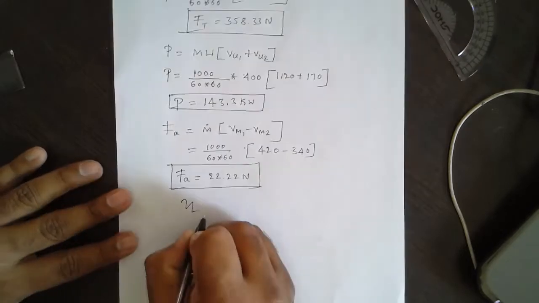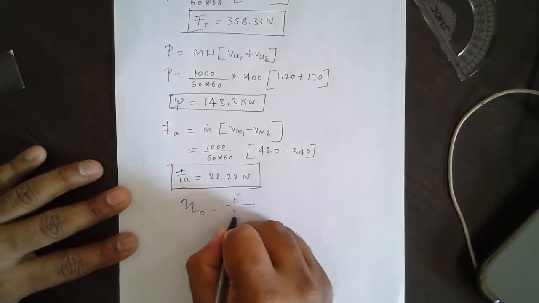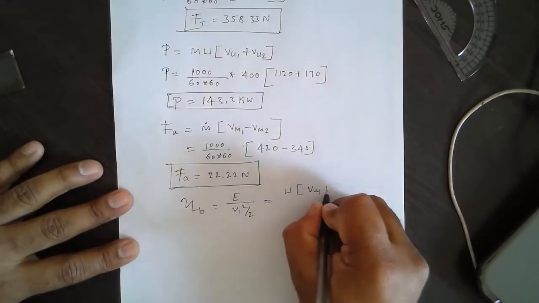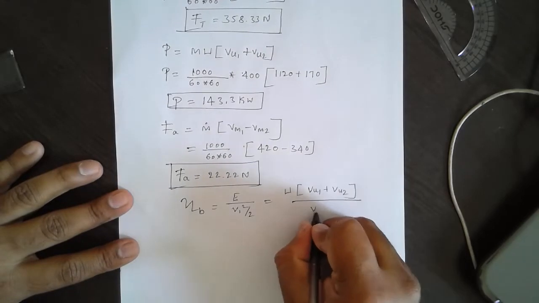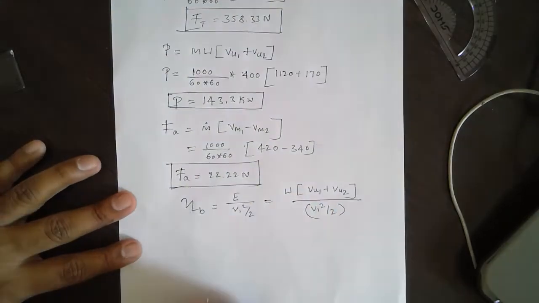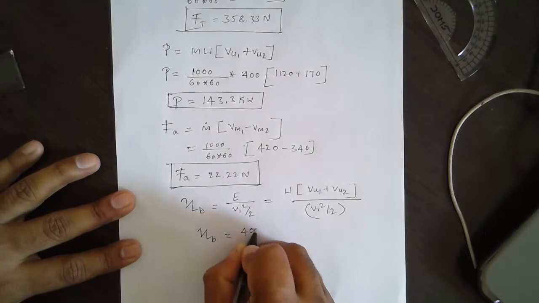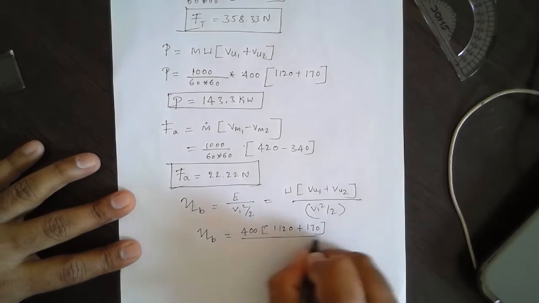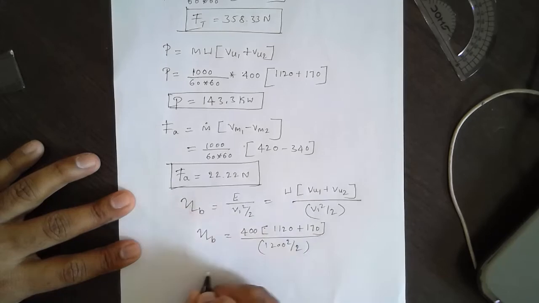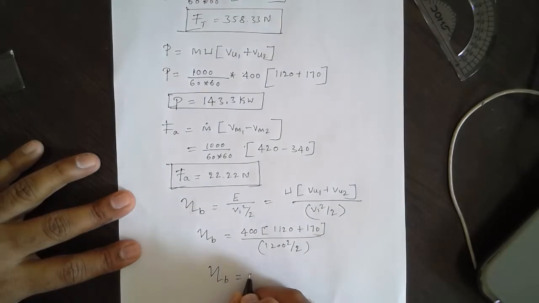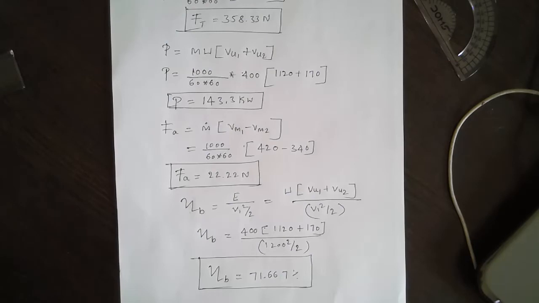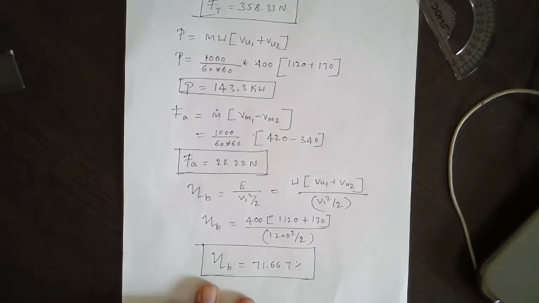You know the formula, blade efficiency is equal to E divided by V1 square by 2. E means, you know the formula, that is U into Vu1 plus Vu2 divided by V1 square by 2. We know all the values. Blade efficiency is equal to 400 into 1120 plus 170 divided by 1200 whole square divided by 2. This blade efficiency is equal to 71.667% from the calculation part. This is the single stage velocity triangle. This is the blade efficiency. Thank you.